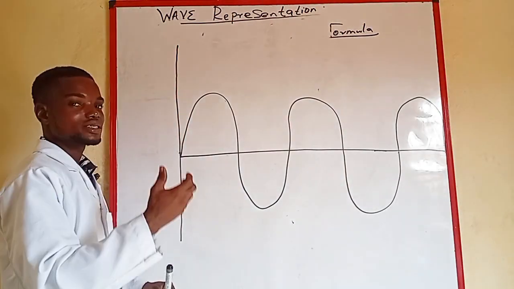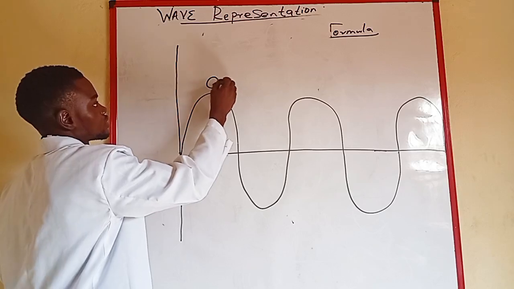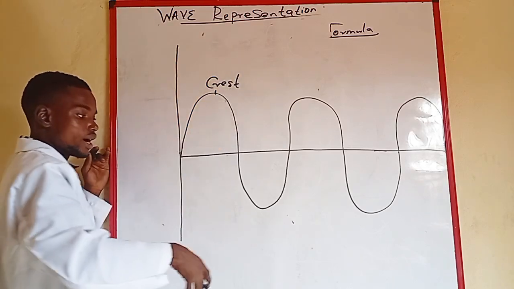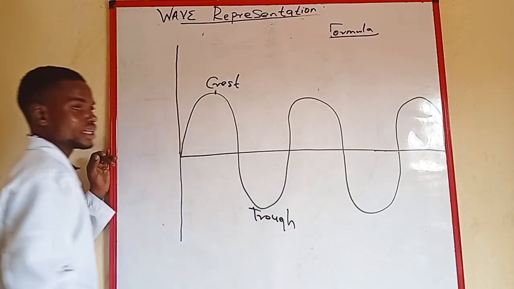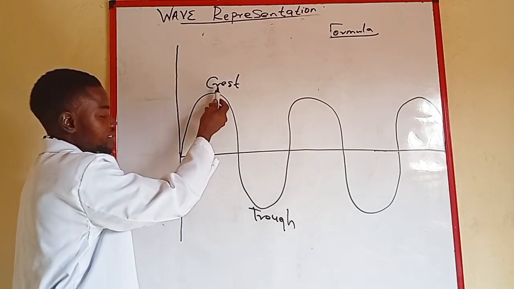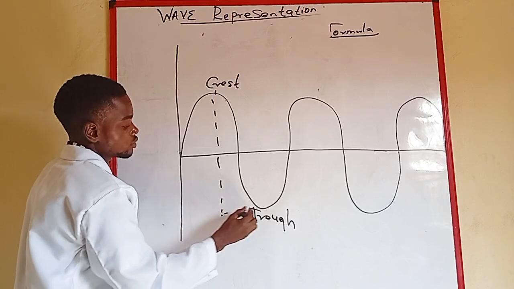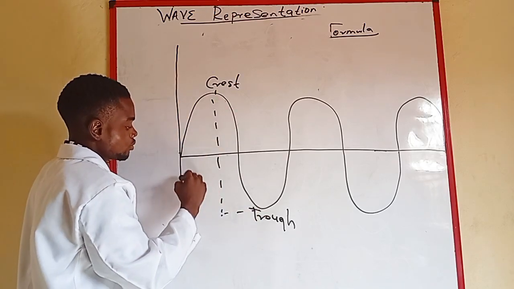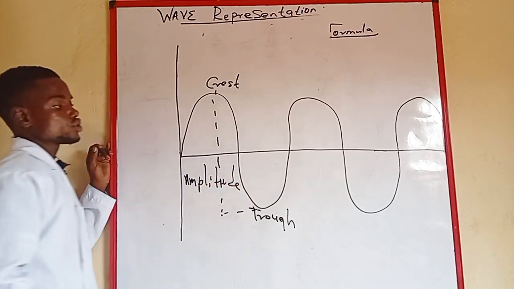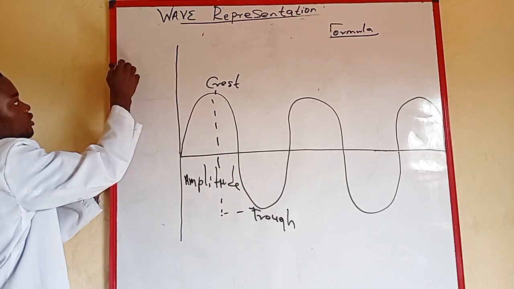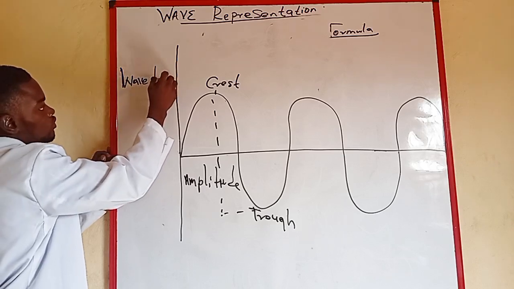Now, what we can see on the top of the water, that is the uppermost part, is what we call the crest, and the below part is known as the trough. All right, now the distance between the crest and the trough is called the amplitude. It's called amplitude. Also, we look at what we call the wavelength.